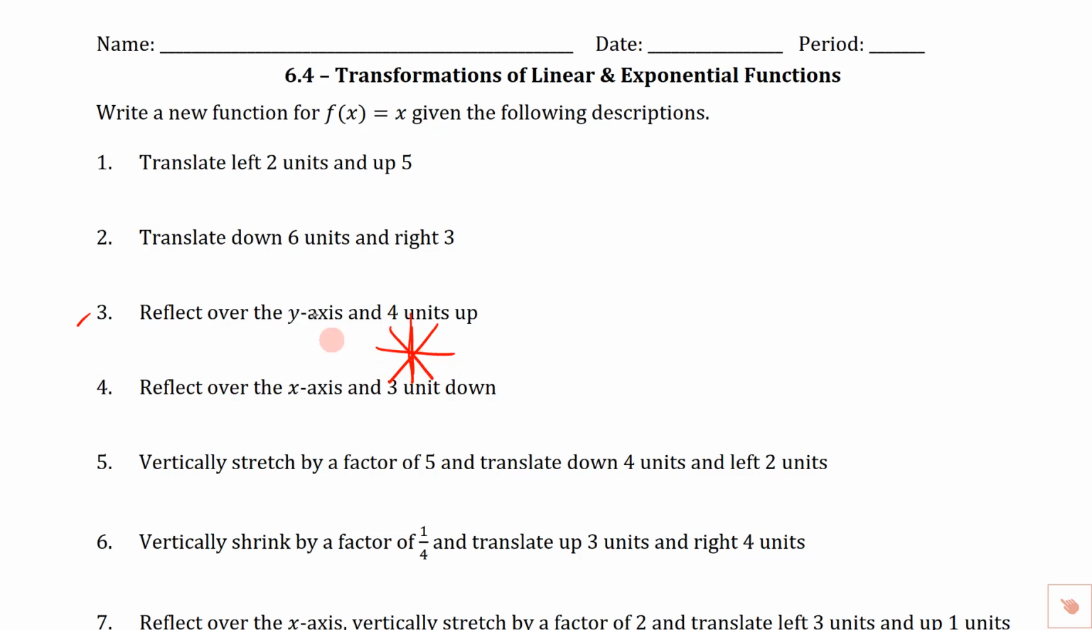When we change this over the y-axis, we're flipping this horizontally. So what happens is we're going to take the x and we're going to multiply it by a negative. And I'm going to do that inside parentheses because we did this as a horizontal change. And then we want to move it up 4 units. So we're going to write a plus 4 right there.